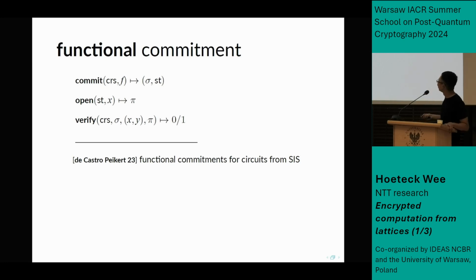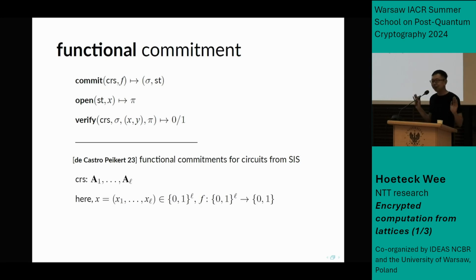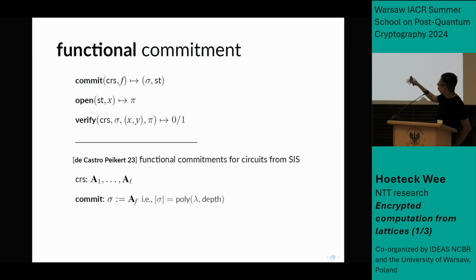All right. Let me just quickly tell you what the construction looks like. So that's going to be the CRS. In particular, if you are interested in committing to a function that takes L bit inputs, then the CRS is just the matrices A1 up to AL. Okay, these are your A matrices from the previous magical equation. And your commitment to F is going to be A sub F. So as I was saying before, the magic property of A sub F is that it's very small. In particular, the bit size of A sub F is polynomial in the security parameter and the depth of the circuit. So that gives you a succinctness property. So you get a succinct commitment to the function F, and that's really the one thing I want to highlight. The A sub F is a commitment to F.